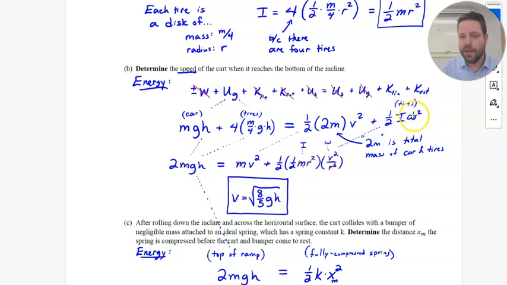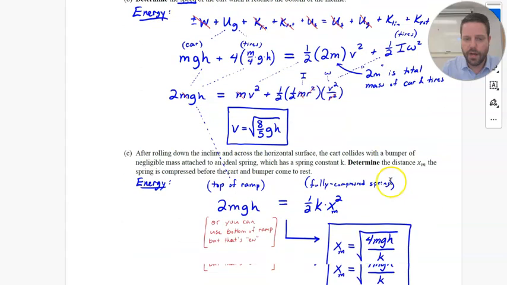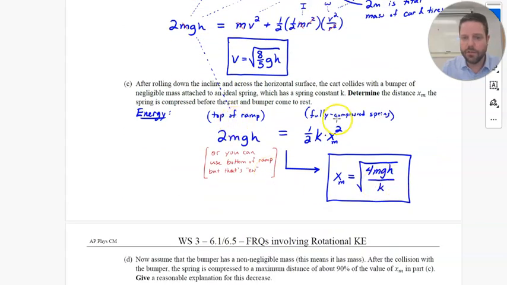Now the omega, we can go ahead and use v over r using that same translational speed v because the wheels are rolling without slipping. And so that's another example of how we can use energy when you have a couple different objects, some are rotating, some are not. And of course we can use energy for the spring part as well and bypass that kinetic energy moment and just use the top versus when it's fully compressed to calculate how far it will compress.